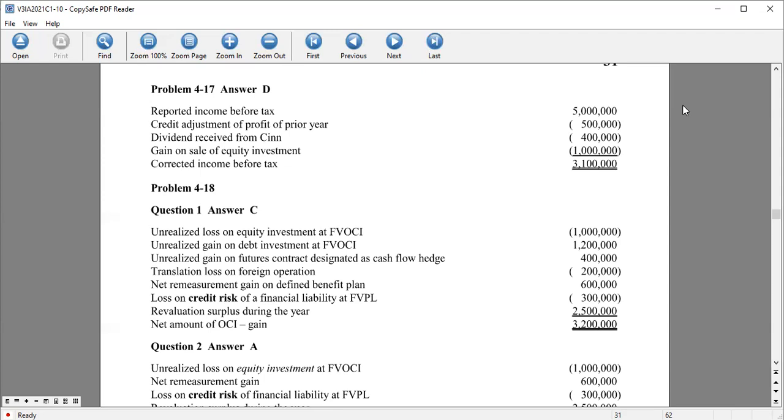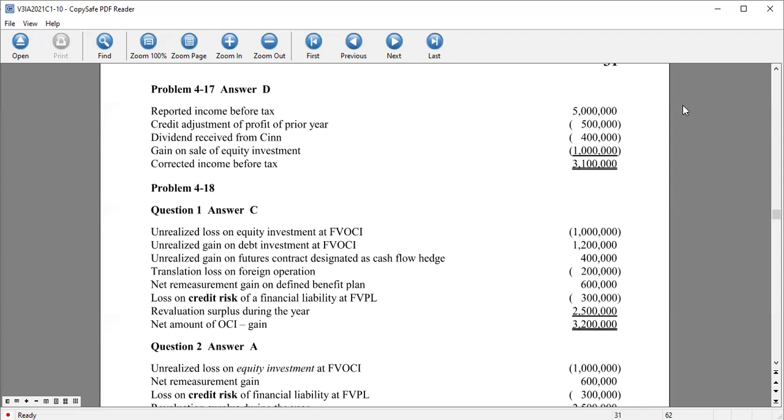So first, on question number 1, we have other comprehensive income for the current year. We have now unrealized loss on investment equity, gain on debt investment. Then we have unrealized gain on futures contract designated as cash flow hedge. Then translation loss on foreign operation, net remeasurement gain on defined benefit plan, loss on credit risk of a financial liability at FVPL, for 300,000, and we have now your revaluation surplus during the year and the net amount of OCI gain of 3.2 million. That's letter C. Now you try to review the components of your other comprehensive income.